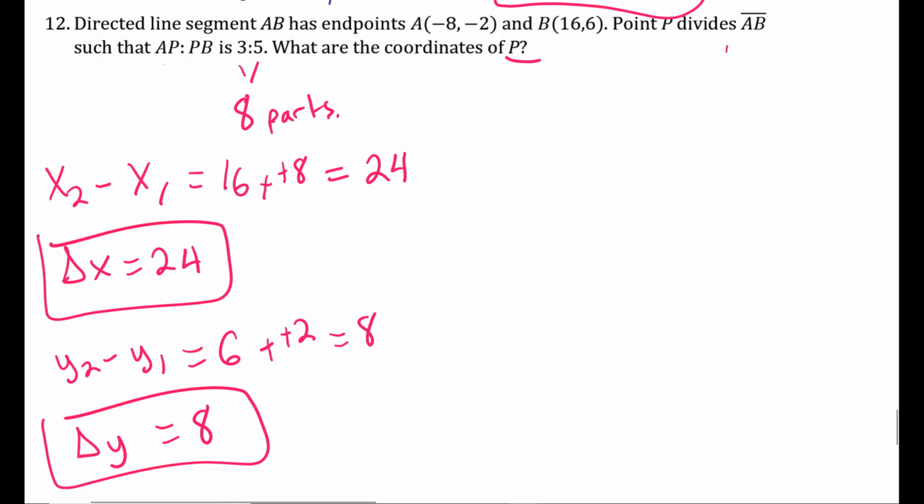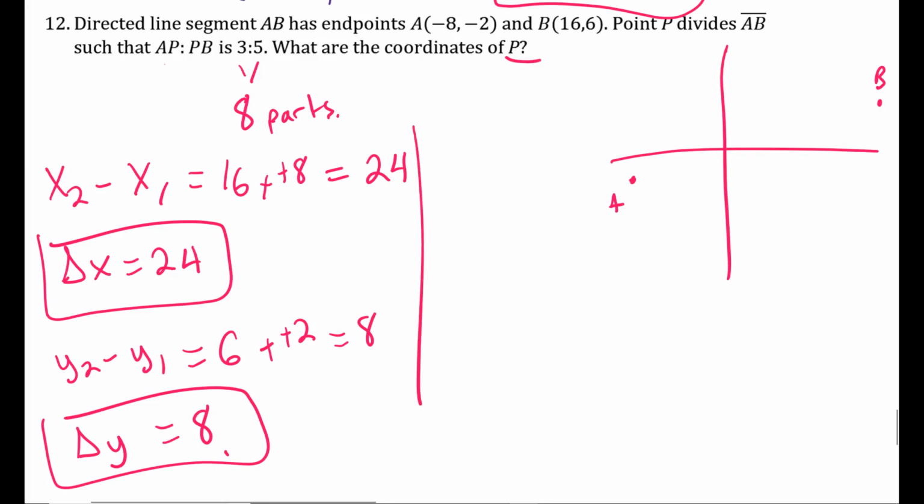So just to visualize this, -8, -2, so A is somewhere over here, and 16, 6, so B is somewhere over here. So I know I'm moving right and up, so I'm going to add both these values to my initial coordinate. So if I'm looking at the coordinates of A, that -8, -2, I'm not going to add 2/5 like I did before. I need 3 parts out of my total 8 parts.